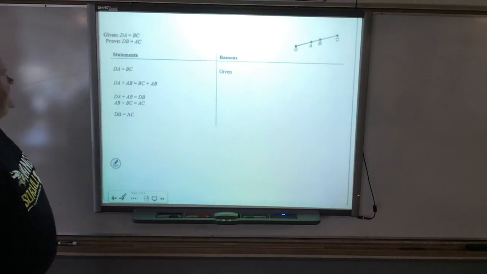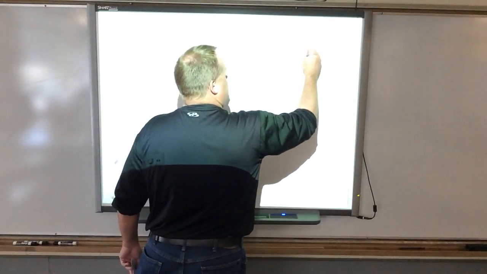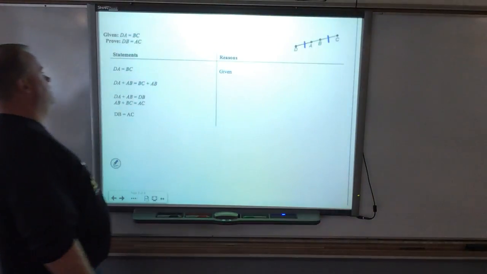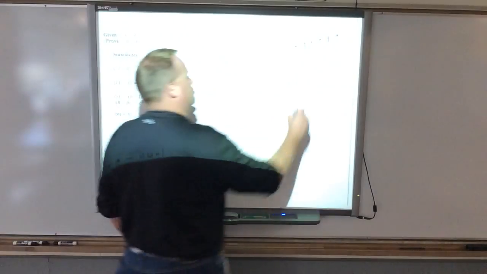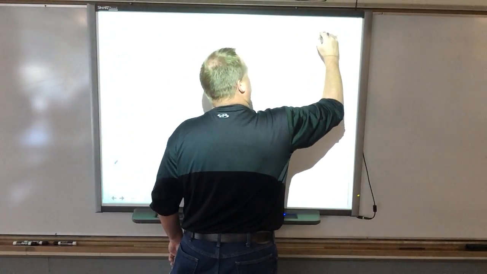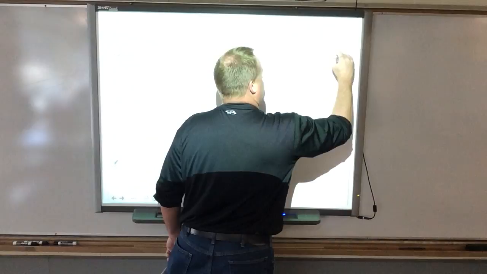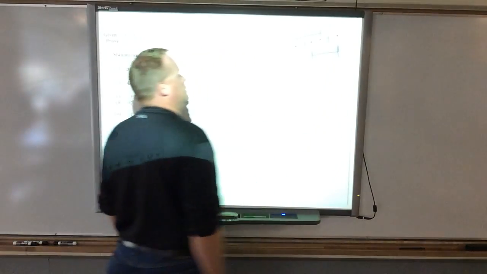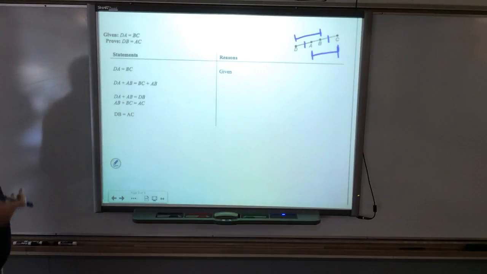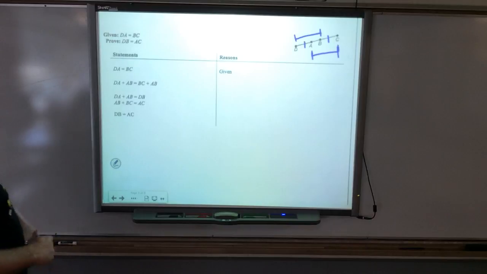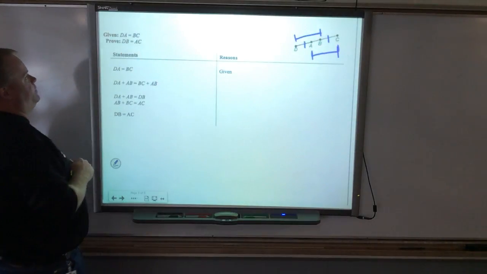The next one, given DA is equal to BC. I want to prove that DB, this part right here, is equal to AC, or this part right there. Okay? Well, I've kind of helped us out here a little bit. I've already given the statements down. We just got to figure out why those are done. So DA equals BC. Well, of course, that's the given. It's right up here and listed for me as the given.